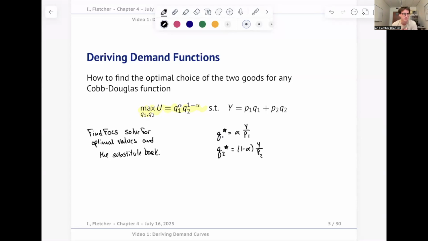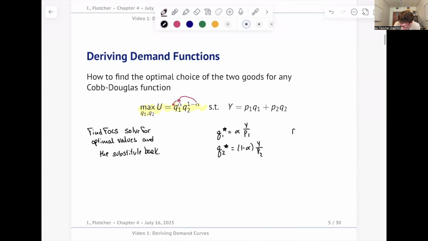So with all of these, essentially what you're seeing is this thrown down in front for both, and you're getting the ratio of income to the price of the good. And we should be able to derive our demand functions from there.